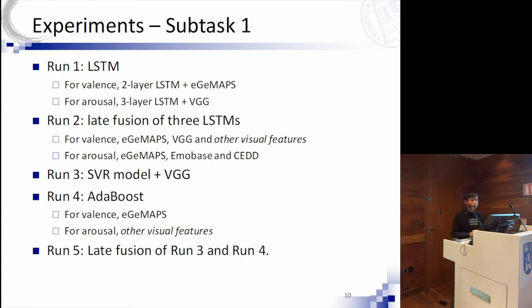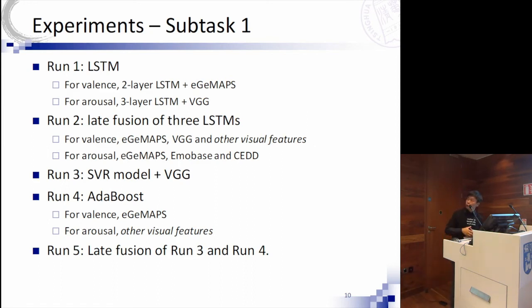Okay. So here are the details of our experiments for task 1. We submitted 5 runs. The first one, run 1, is LSTM trained with one kind of features. For valence, a 2-layer LSTM trained with eGeMAPS, and for arousal, a 3-layer LSTM trained with VGG. We trained these LSTM models for valence and arousal separately. They did not share any hyperparameters.